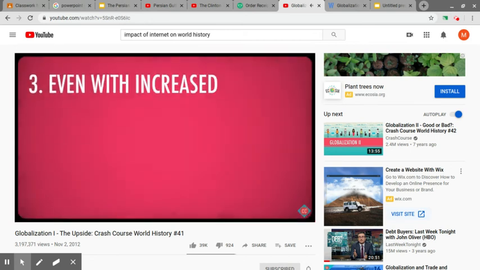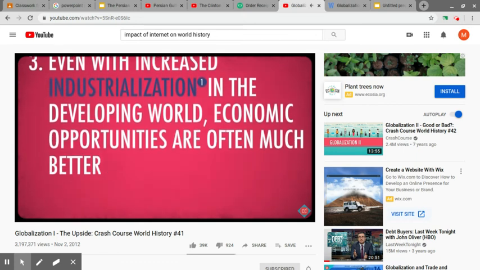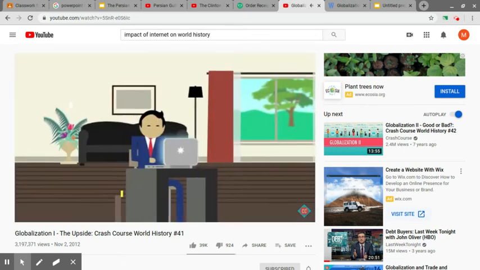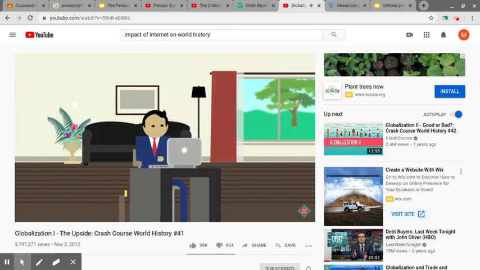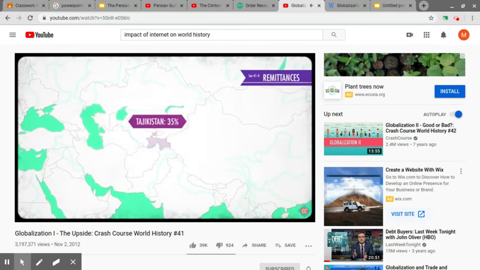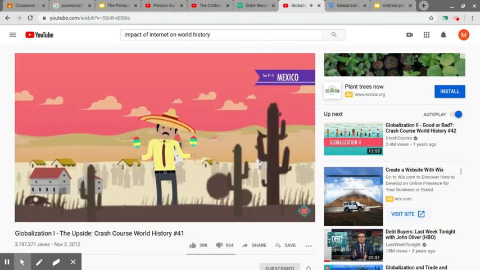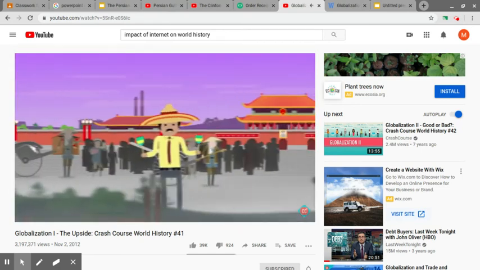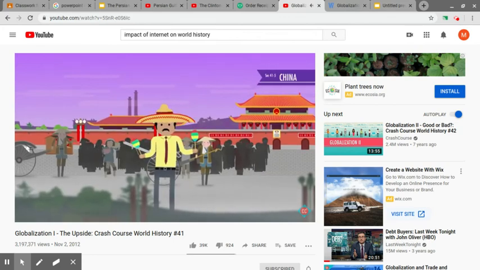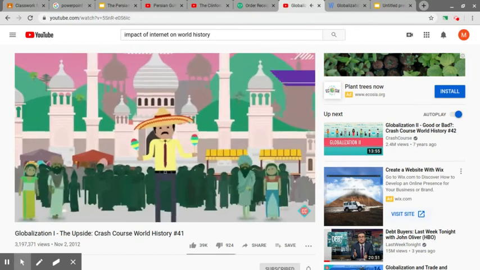Also, three, even with increased industrialization in the developing world, economic opportunities are often much better in wealthy countries. Remittances, money sent home by people working abroad, are now a huge driver of economic growth in the developing world. Like in Tajikistan, for instance, remittances are 35% of the country's total gross domestic product. With all these people moving around the world, it's not surprising that globalization also means cultural blending. When people move, they don't just give up their literary, culinary, artistic, and musical traditions.